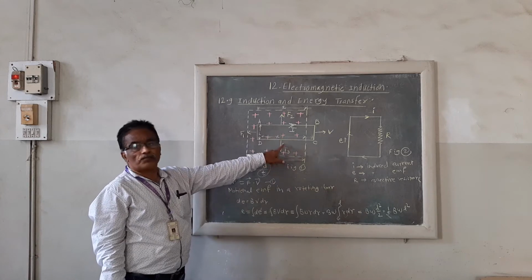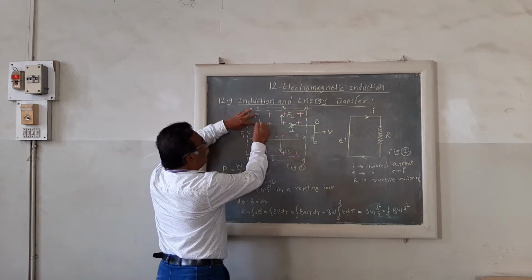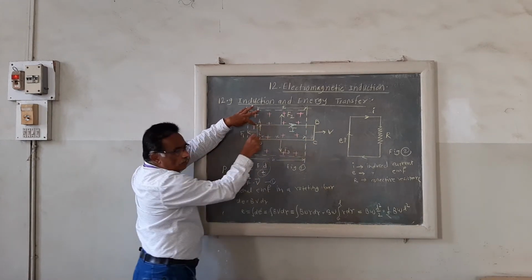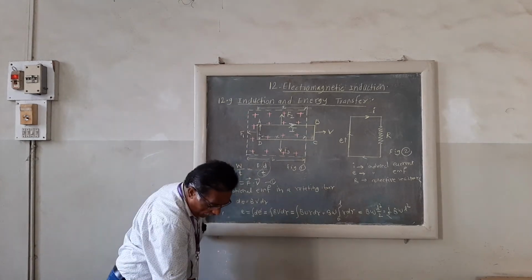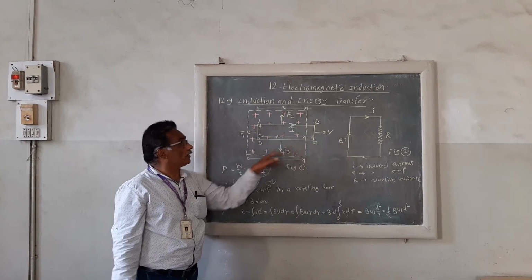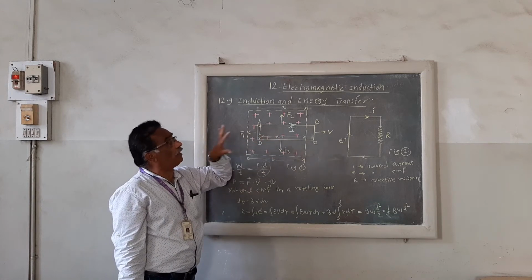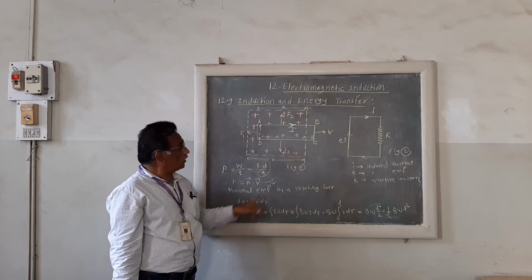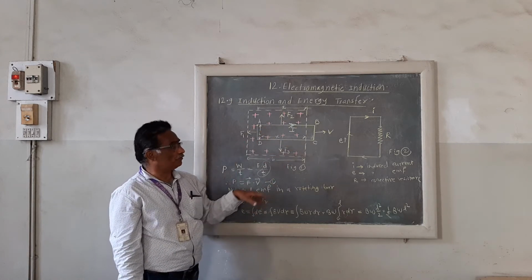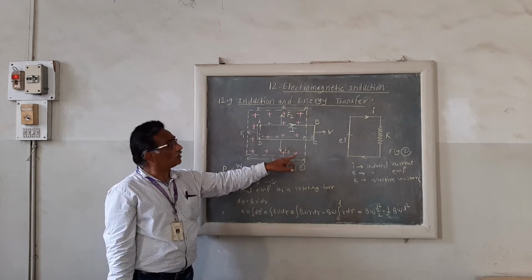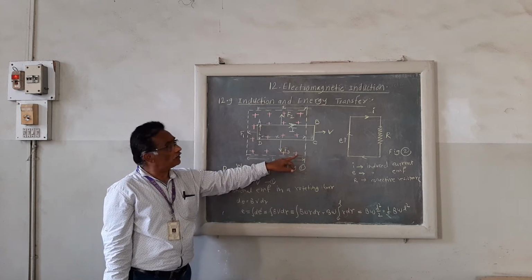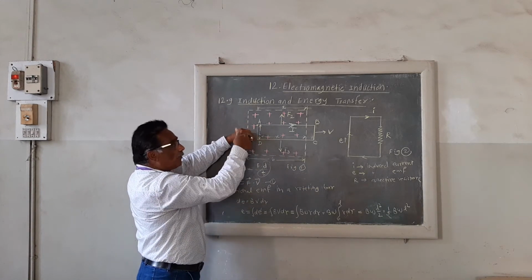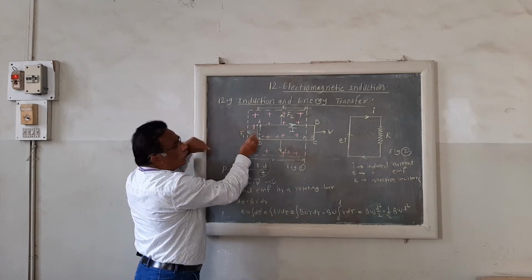In figure number 1, I have represented a rectangular coil, ABCD. This ABCD is a loop, or you can say a rectangular coil, which is kept in a magnetic field. B is the magnetic field in which this coil is placed. The direction of this magnetic field is directed into the plane of the board, perpendicular to the plane.